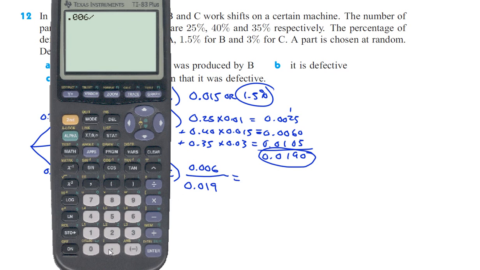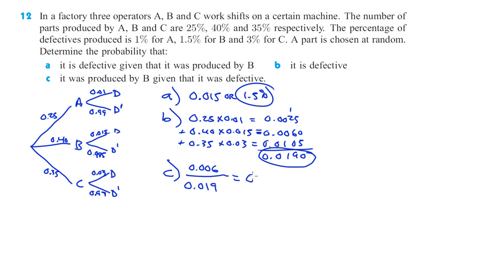0.006 divided by 0.019 gives us that it was 31.6, or 31.6%. Either one of those. Again, you can turn this into a percent, or you can turn it into a decimal, or whatever you want. Okay? Okay, last one.